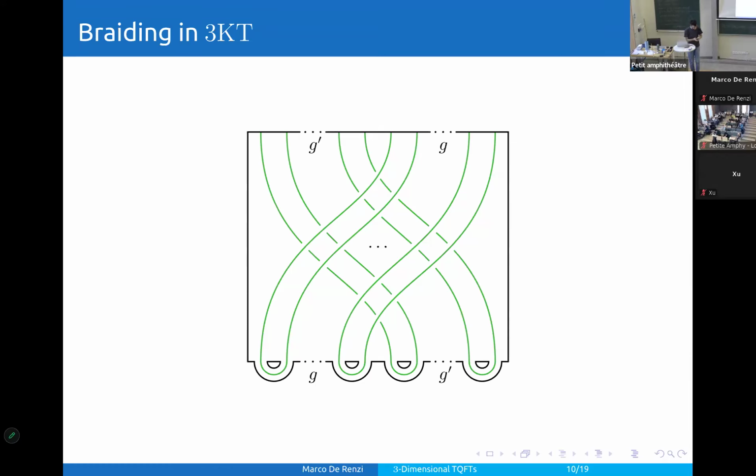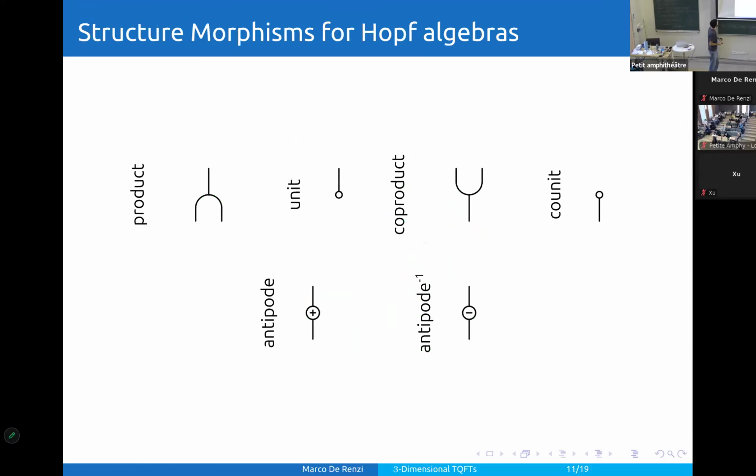Maybe everybody knows, but here is a quick reminder. A Hopf algebra is an object in a braided monoidal category that comes equipped with a set of structure morphisms. It comes with a product, with a unit, with a coproduct, a co-unit, and an antipode with its inverse. I represent these through these pictures, which should be read as yesterday I was doing for the grading. They should be read from bottom to top. And when you see two points, one next to the other, you should read the tensor product.